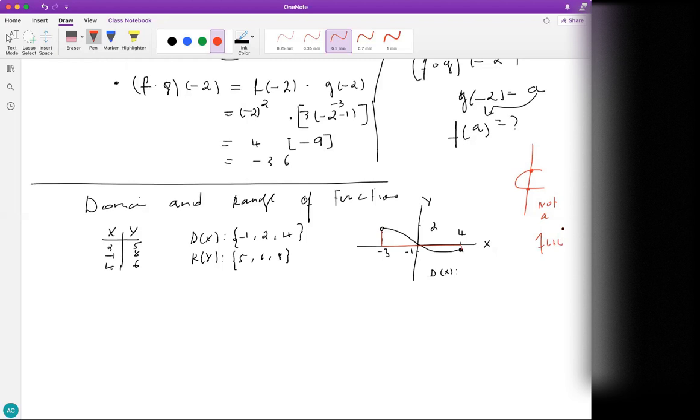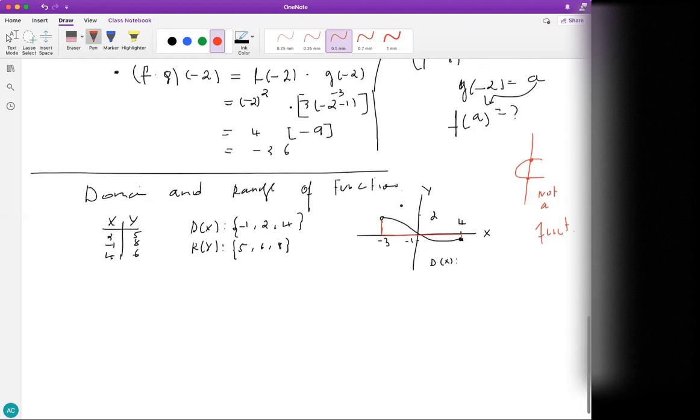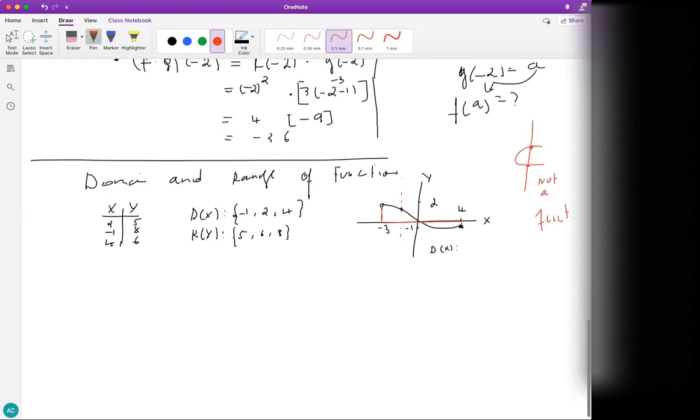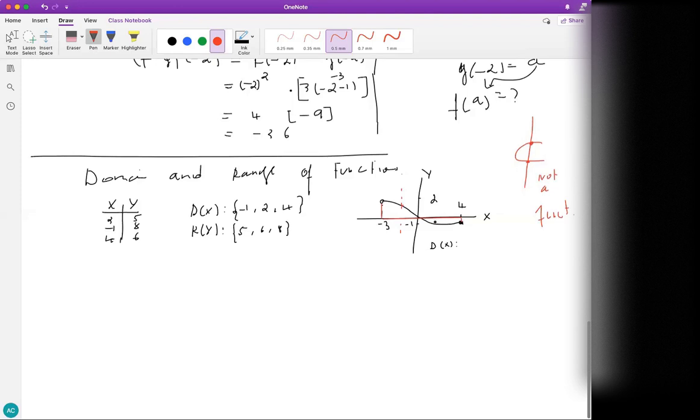Okay, it's not a function. That was right, Professor. That one is a function, right? The one that you asked. So this one is a function because anywhere you draw that vertical line, you only meet this graph once. That makes it a function. Okay, so this is a function now.